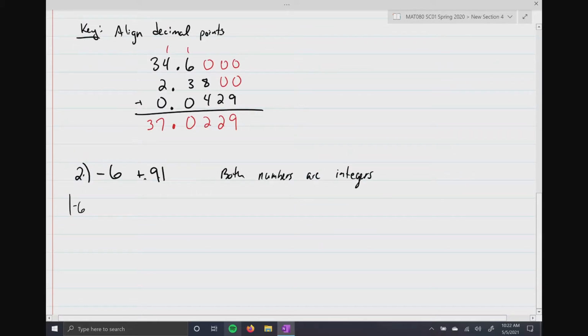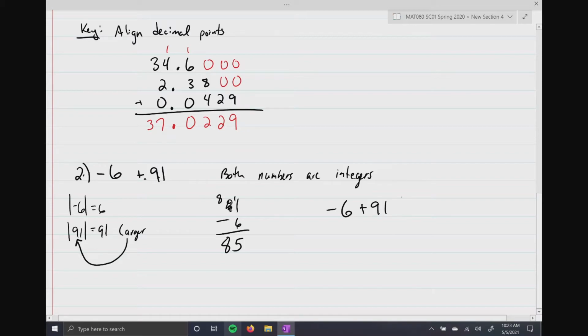you take the absolute value of each one of the numbers and you label the larger one. Then you just subtract the smaller number from the larger number. Here I need to borrow. So I get 85. Now, the question becomes, is 85 positive or is it negative? You look back into the absolute value, and whatever the sign is in front of the number, that's the sign you use. Since the 91 is positive, my result 85 is going to be positive as well.